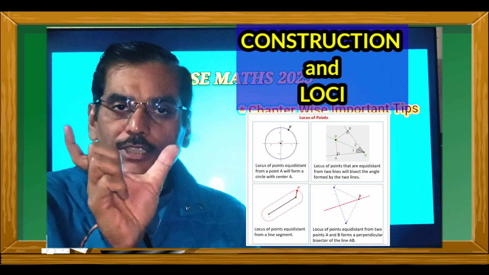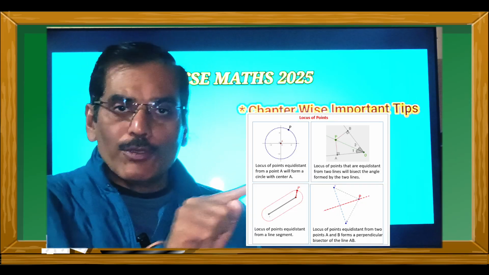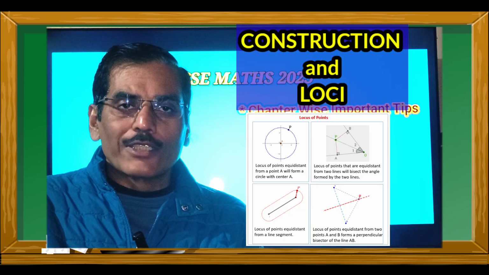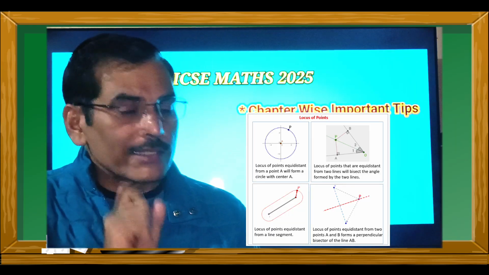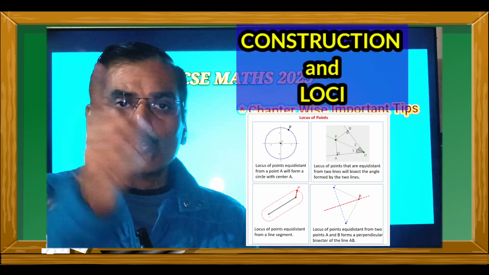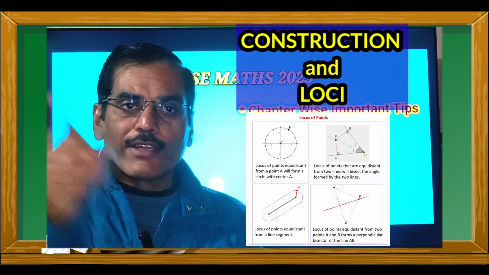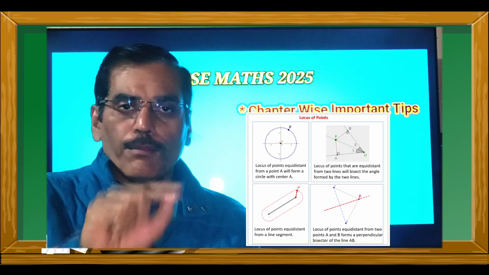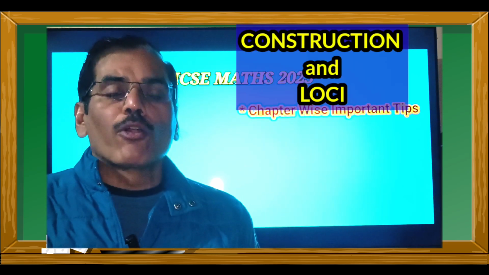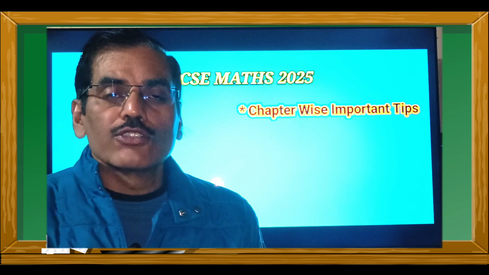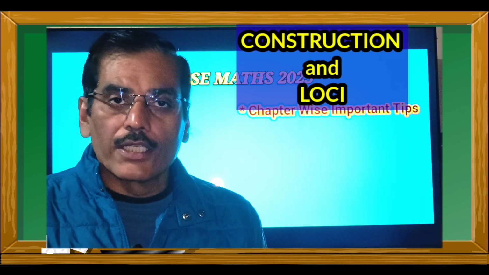Locus of all the points equidistant from 2 points will be what? Join the 2 points by a line, the perpendicular bisector of that line. You must know how to draw the perpendicular bisector. What is the locus of 2 lines, or you can say arms of an angle? Angle bisect the angle. The angle bisector will be the equidistance of all the points from 2 sides. So on these conditions you will be asked the question based on locus.